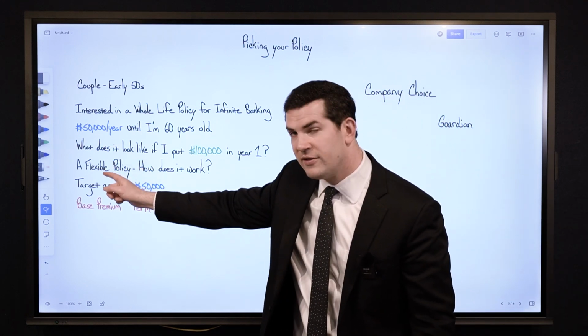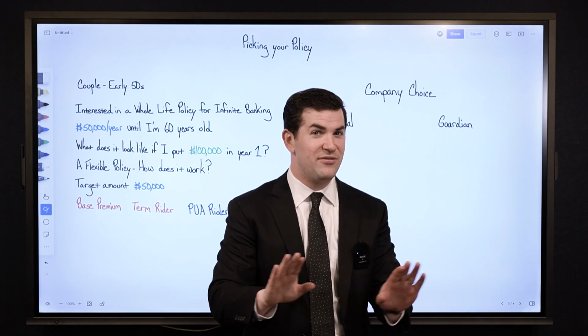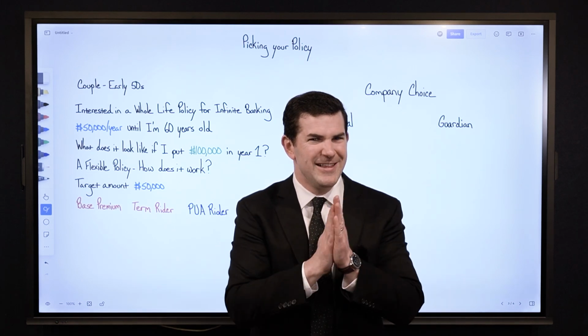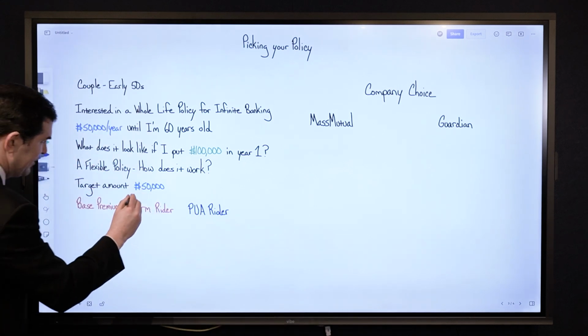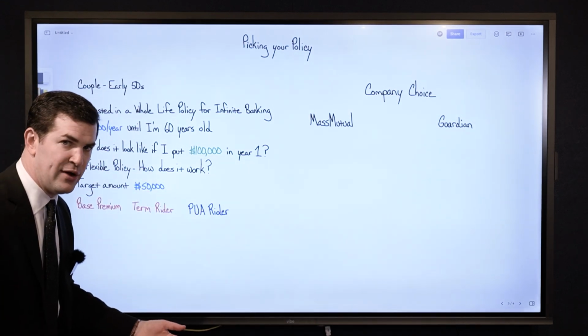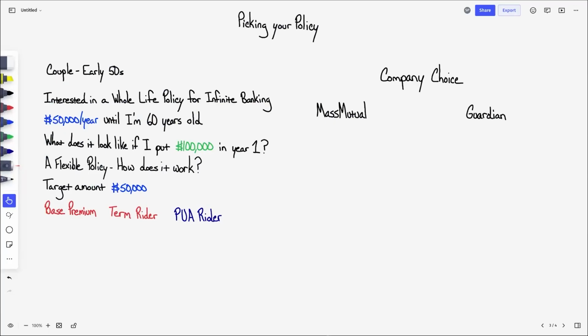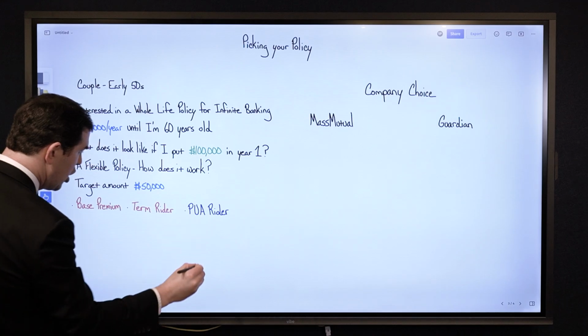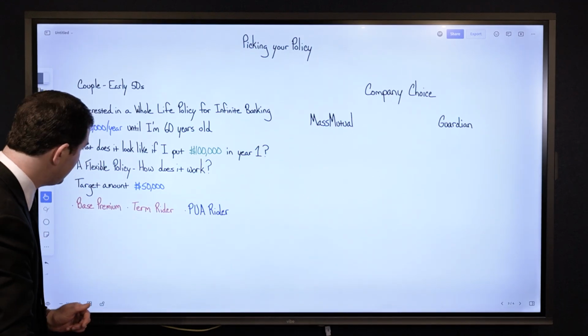Now, we talked a lot about a flexible policy. What does that mean? What does a flexible policy look like? Well, let's explain it, shall we? So if her target amount is $50,000 per year, does that mean she has to pay $50,000 per year? No, it does not. So with a life insurance policy, we have three main areas where our money can go. Really two, the base premium and the PUA rider, but the term rider is important.